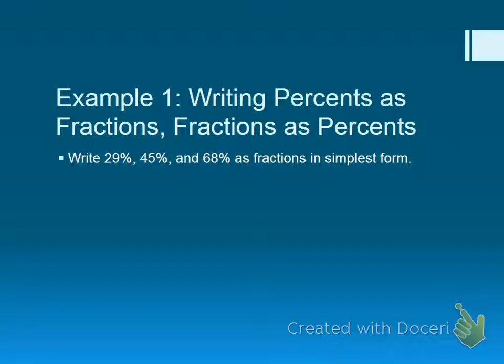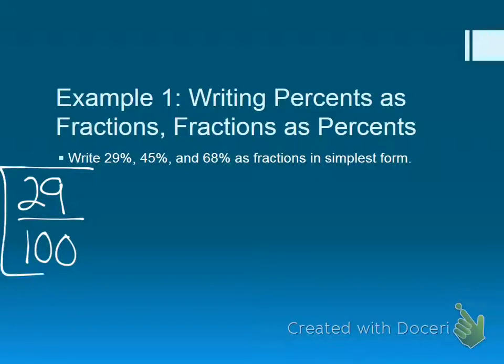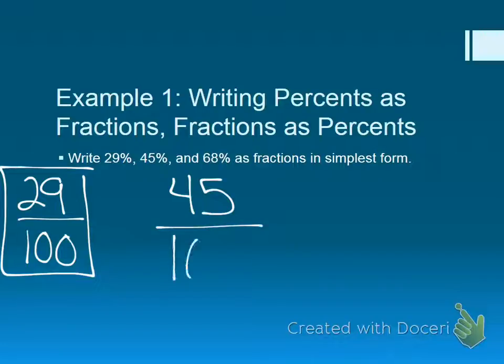So if you're going to write a percent as a fraction, you're going to write it over what? 100. So 29%. 29 over 100. Is that in simplest form? Done. What about 45%? How do I write it as a fraction? 45 over 100. Is that simplified? No. All right, so go ahead and simplify.